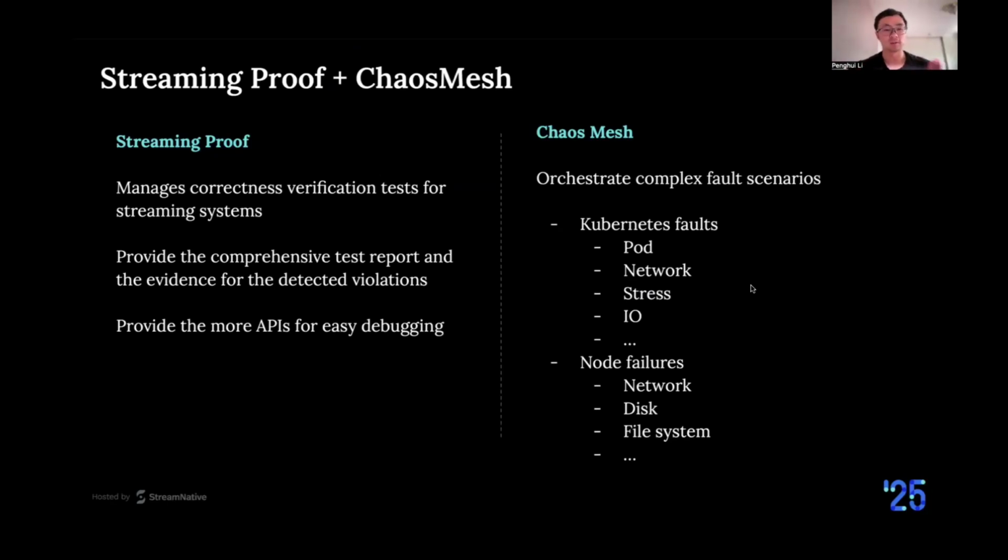Streaming Proof is just a verification system. It does not have any failure injection features, but it can work with any failure injection system like Chaos Mesh, and we can simulate many fault scenarios. We simulated Kubernetes faults, killing pods, network issues, CPU stress issues, I/O issues, and we can also simulate node failures. This is how we mostly verify both Ursa and Pulsar at StreamNative.